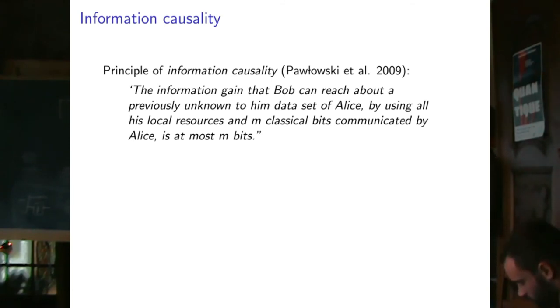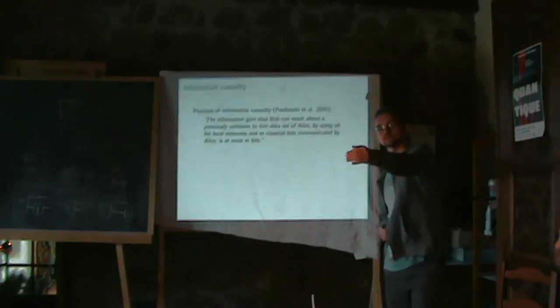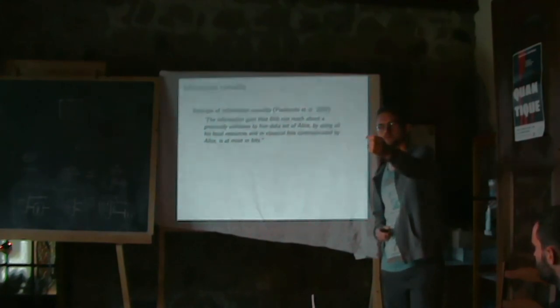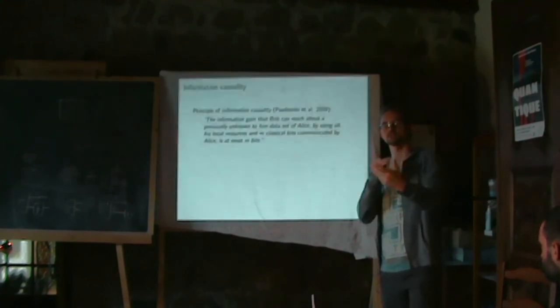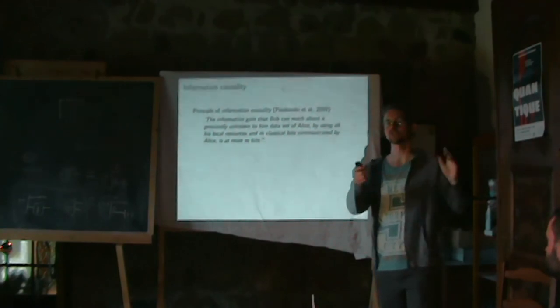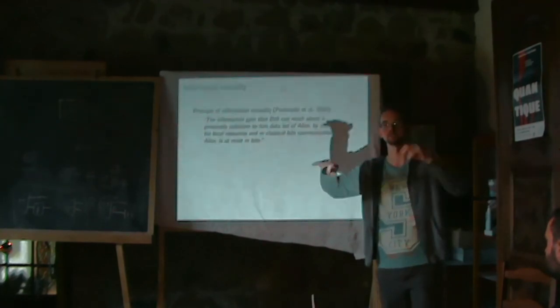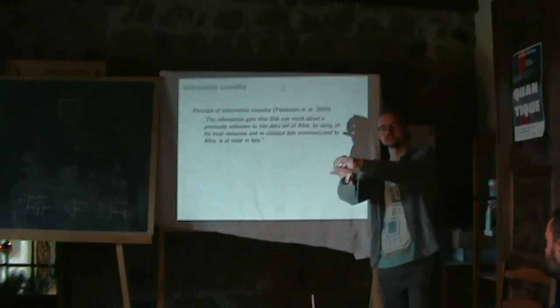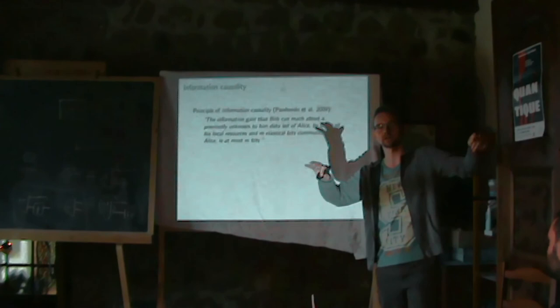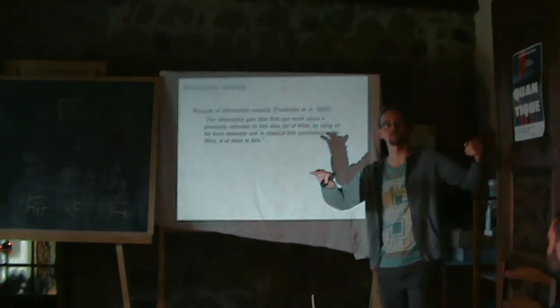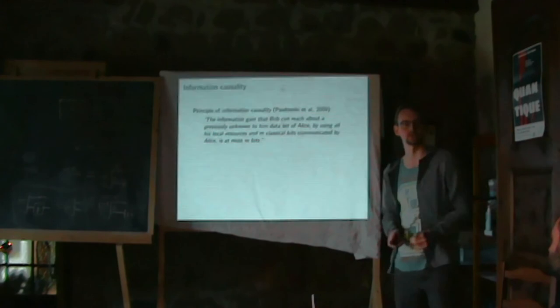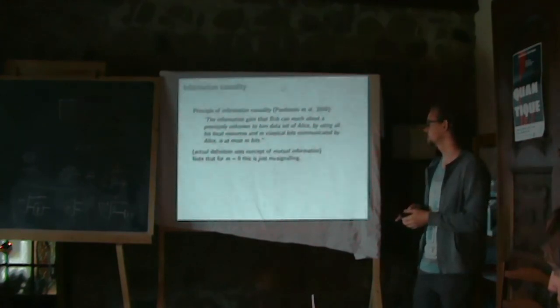Okay, they say, the information gain that Bob can reach about a previously unknown to him dataset of Alice by using all his local resources and n classical bits communicated to Alice is at most n bits. So it means if I communicate n bits to Alice, I can at most get n bits of information out of this. You sort of say I communicate n bits and we have a shared state, and then based on those n bits, Alice does something to her state, and that affects the measurement outcomes I get if I measure my state. But I can never get more information out of it than the information I gave to Alice. Okay, that's the principle of information causality.